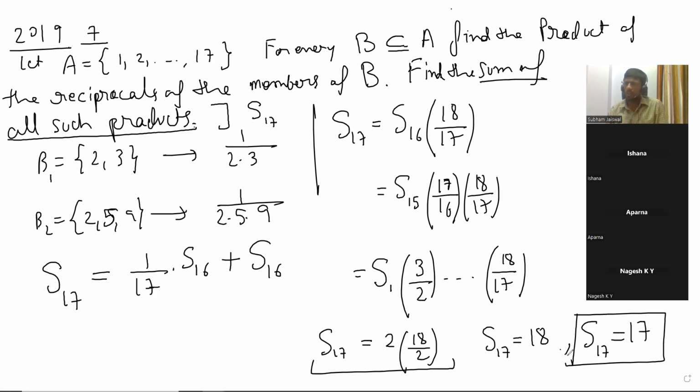Aparna, was this your question? Can you check? Yes, sir, 17 is an option. Okay. So I guess if I was in an exam, I would have done it for maybe 2, 3, and see. Okay. So you see this solution, is it okay?